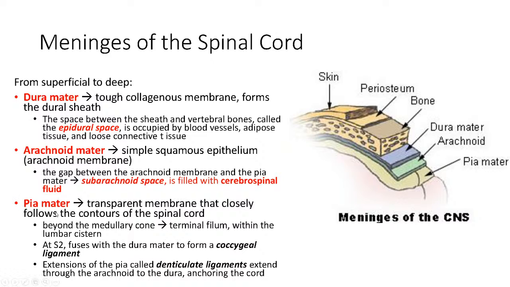All right, so then we have the pia mater. This is the innermost layer, and it's a transparent membrane that closely follows the contours of the spinal cord. In fact, if you were to dissect the spinal cord, it would be difficult to spot the pia mater because it's directly up against the nervous tissue, and it's very thin.